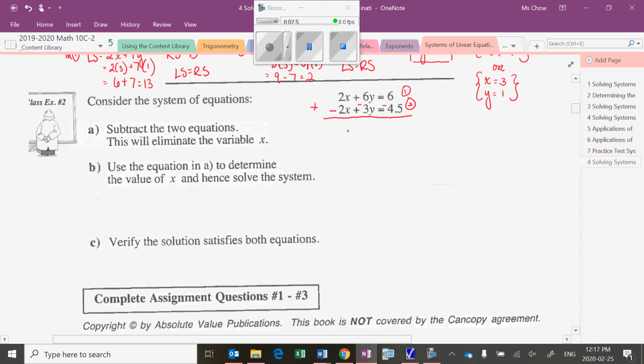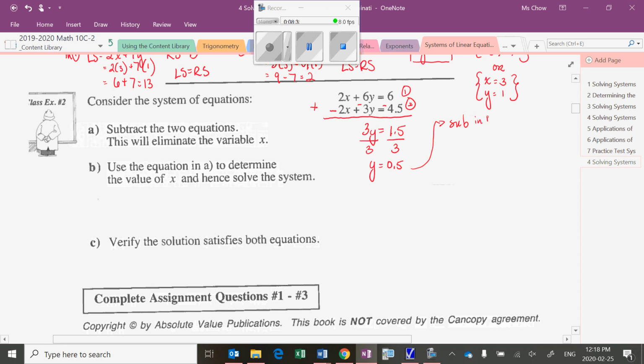That is again 0x's, 6y and -3y make 3y, 6 and -4.5 is positive 1.5. One equation, one unknown, we can solve, so divide both sides by 3, so then y is equal to 0.5, or 1/2. Once we've found y, we need to determine x, so we will substitute that into either of the equations. It doesn't matter, 1 or 2, so let's put it into 1 then.